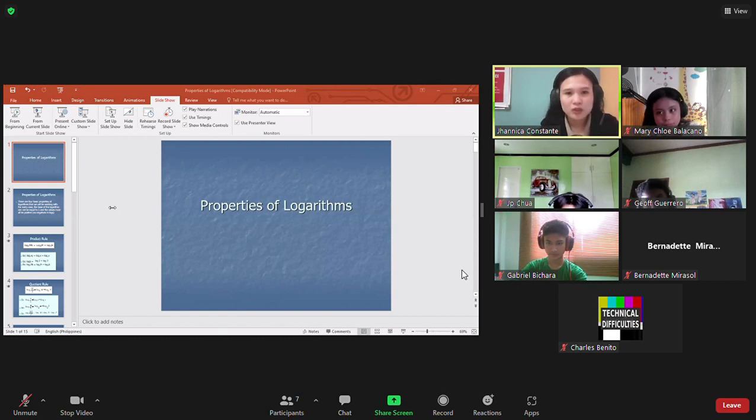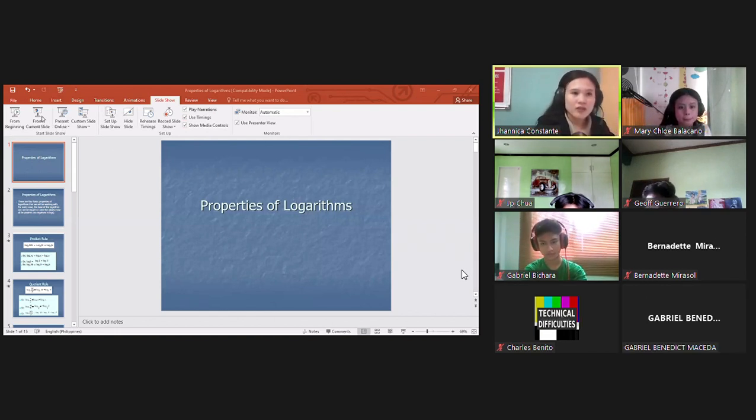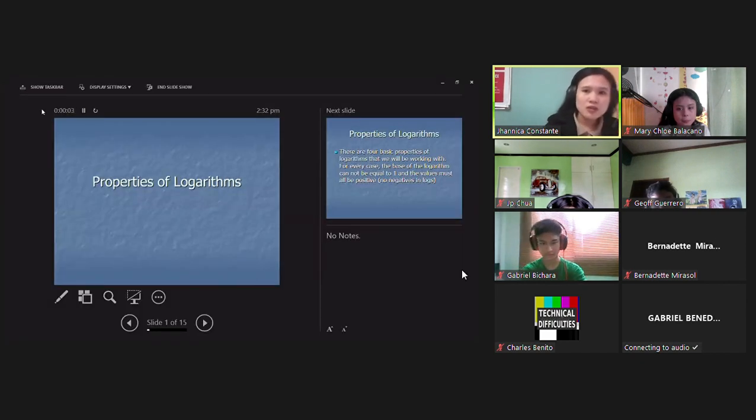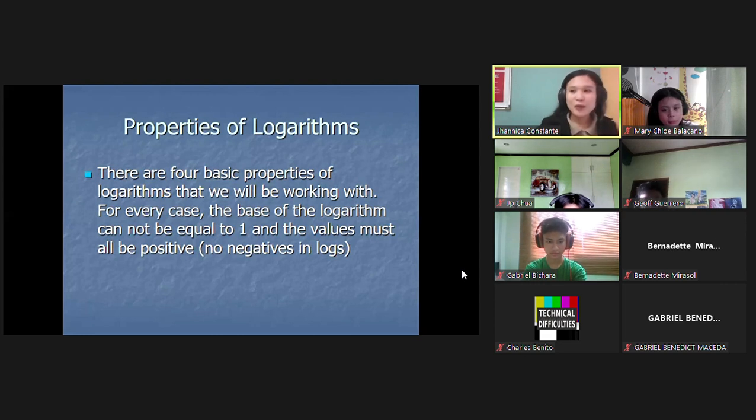Discovery education, wherein you answer about the exponential and the logarithmic function that we have in your discovery education. So for this afternoon, we're going to discuss the properties that we have for the logarithmic function. We have four basic properties of logarithms that we'll be working with in every case, where the base of the logarithm cannot be equal to 1.